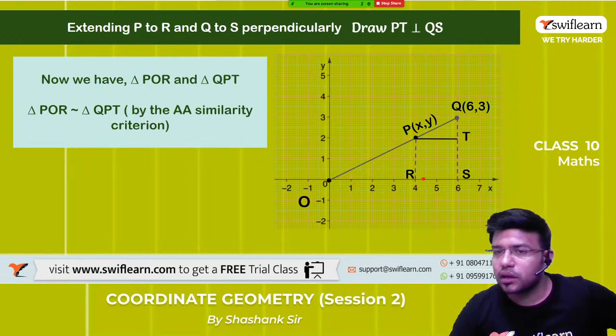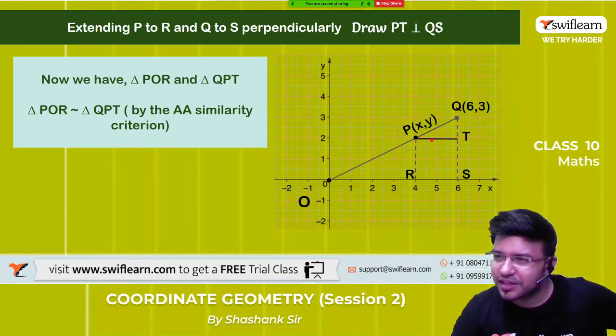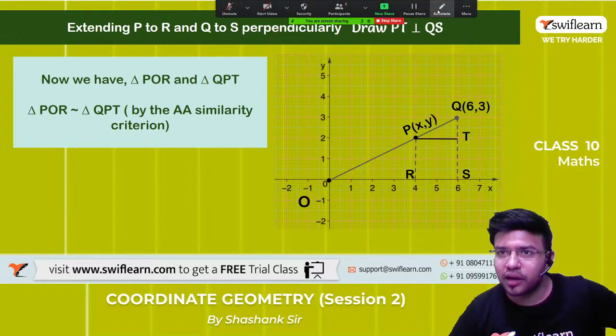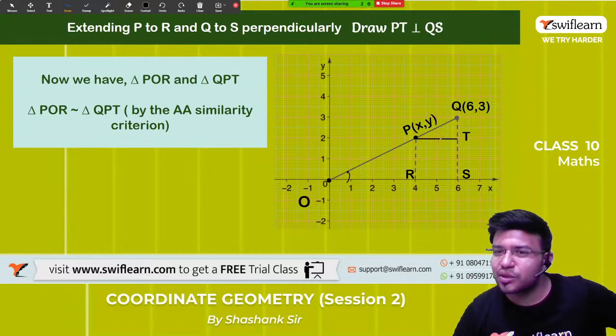POR. Okay, and another triangle QPT. Now, are they similar triangles? Yes, they are similar triangles because this angle is equal to this angle. Okay, let me mark it for you. This angle is equal to this angle.